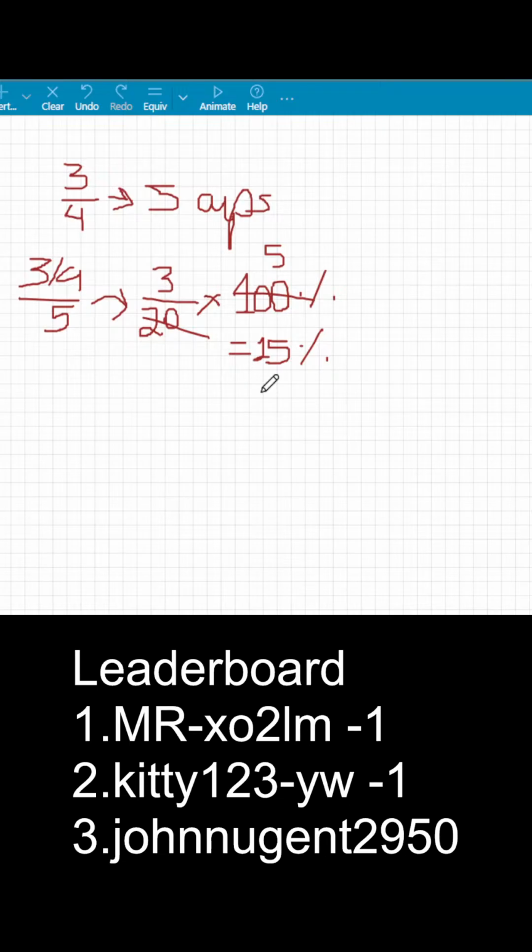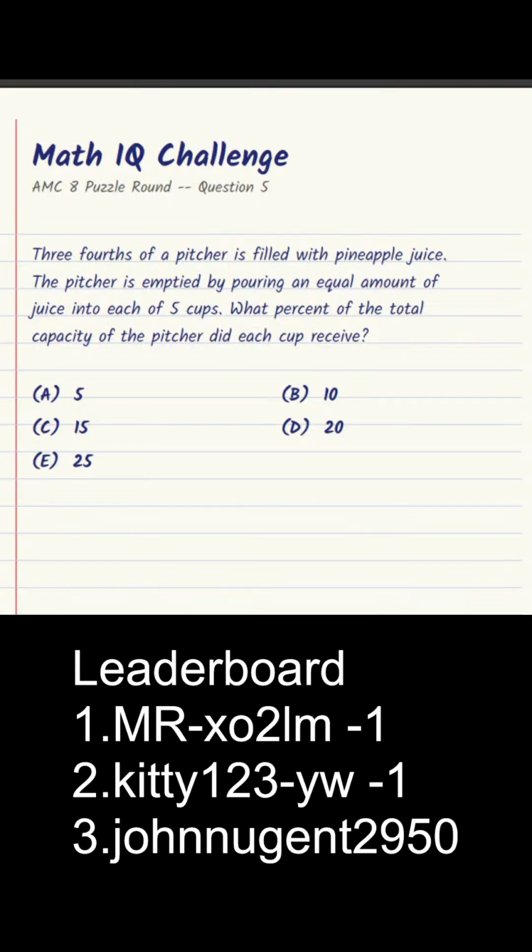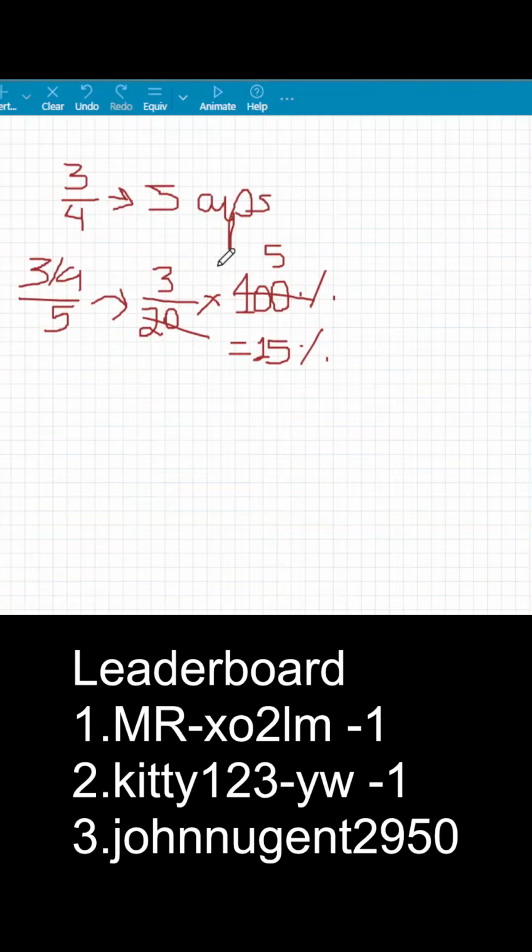Yeah, you are correct, John. So 15 is the correct answer, and that means that option C is correct. So for everyone else, you can see that option C is the correct answer. And here is the solution once again. You can have a look at the solution.